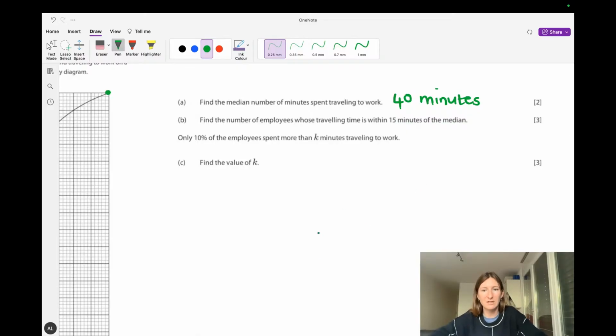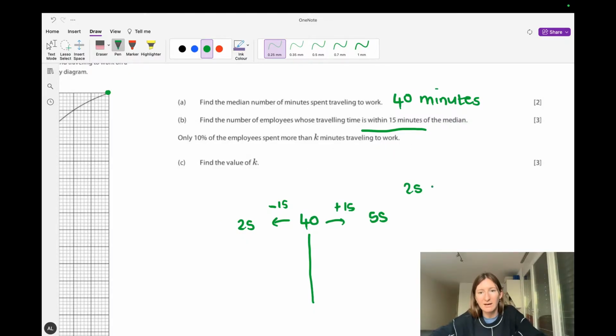Find the number of employees whose traveling time is within 15 minutes of the median. So within 15 minutes of the median, if my median is at 40 minutes, within 15 minutes could be on either side, 15 that way or 15 that way. So plus 15, that would be 55, and minus 15, that would be 25. So within 15 minutes of the median is this interval between 25 and 55. That's what we want to know.